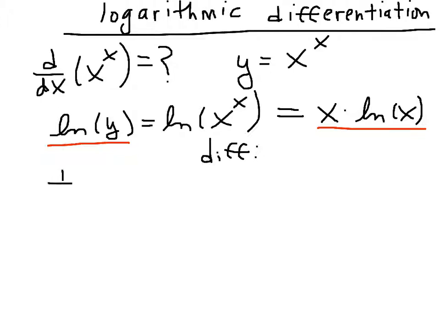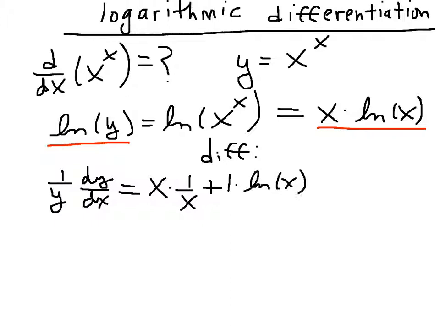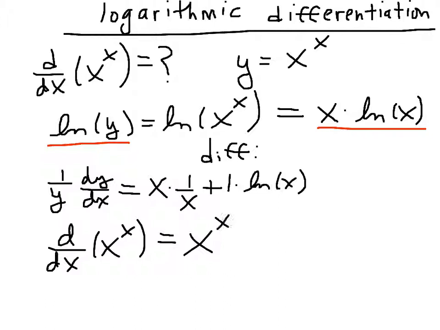and we get 1 over y dy dx equals, by the product rule, the first times the derivative of the second plus the derivative of the first times the second. And so what I'm looking for, dy dx, which is really the derivative with respect to x of x to the x, I multiply both sides by y but y is equal to x to the x. So I get x to the x times 1 plus ln of x. And that's a pretty simple example of how logarithmic differentiation works.